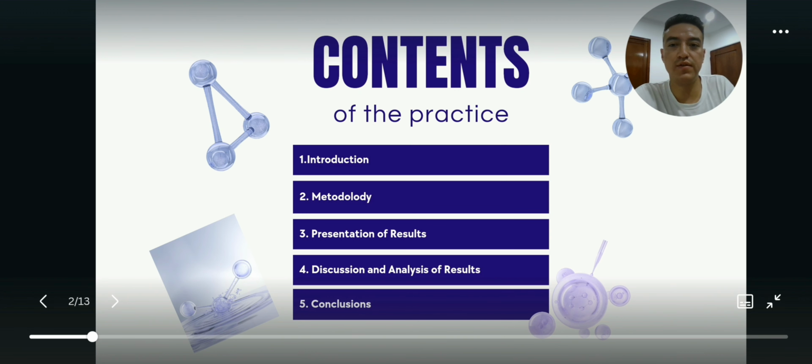For our presentation, we are going to have 5 different sections, starting with the introduction, followed by the methodology, then results, discussion of results, and finally conclusions.